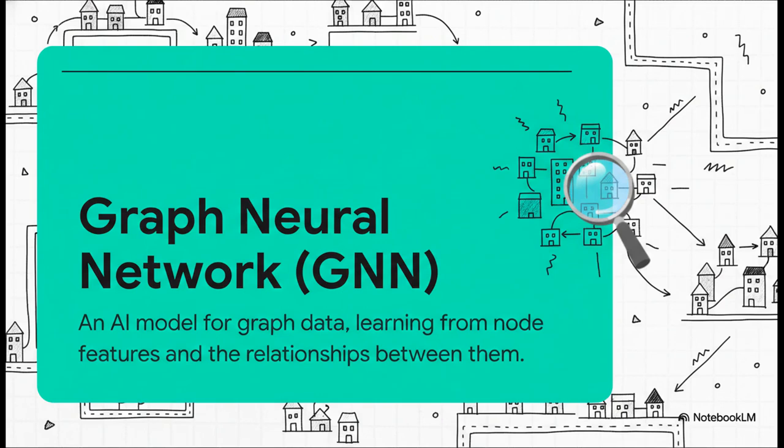Of course, to make sense of this new city map, you need a special kind of tour guide. It's called a graph neural network, or a GNN for short. See, unlike other AIs, a GNN is built from the ground up to understand network data. It doesn't just look at the neighborhoods. It pays really close attention to the streets, the relationships between them.